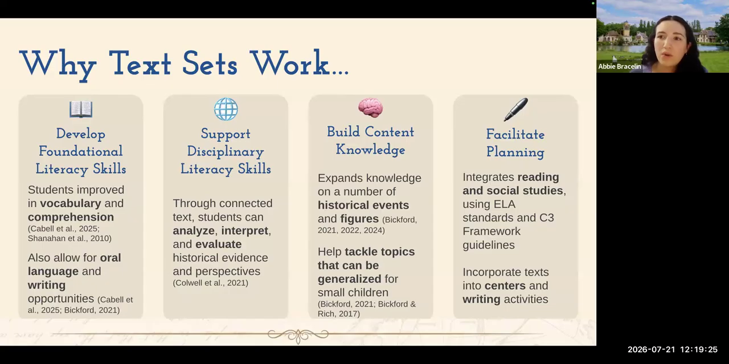So you can really integrate reading and social studies in a lot of different ways that align with your standards or your benchmarks, whichever you use in the state that you're at. Or teachers that you work with, for example, and the C3 framework guidelines that help with social studies and promoting those discipline specific skills. And you can also use them across centers. You can use them in small groups, writing activities.